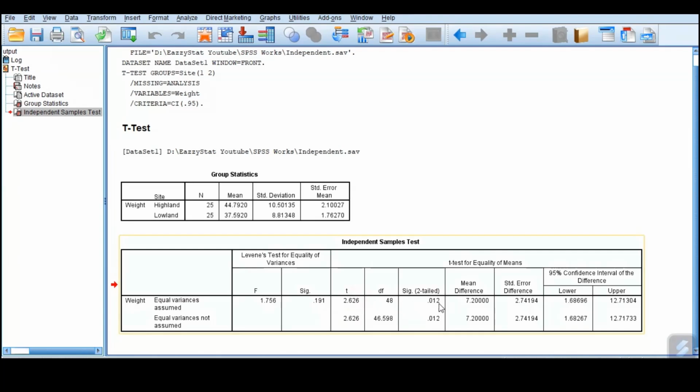Our t-test here is significant, telling us that there was a significant difference between these two. That is, the highland recorded the highest weight compared to the lowland. If it was not significant, we could have used the lower row, but in this case you can see that the results here are the same. If they could not be the same, we could get slightly different answers here, even if it was significant. So that is how to perform an independent t-test in SPSS.